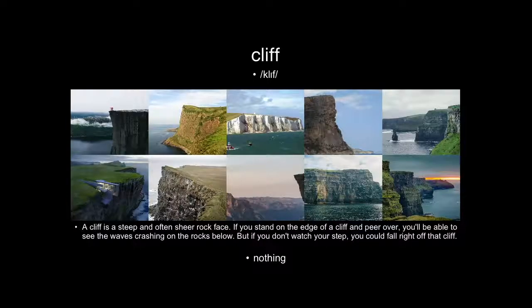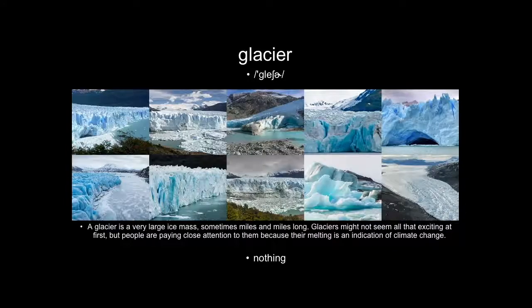Cliff. A cliff is a steep and often sheer rock face. If you stand on the edge of a cliff and peer over, you'll be able to see the waves crashing on the rocks below. Glacier. A glacier is a very large ice mass, sometimes miles and miles long. Glaciers might not seem all that exciting at first.